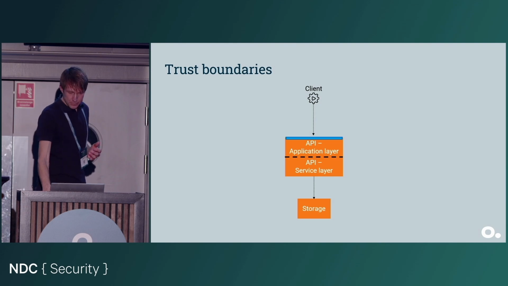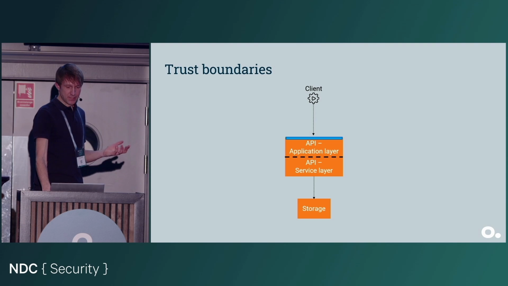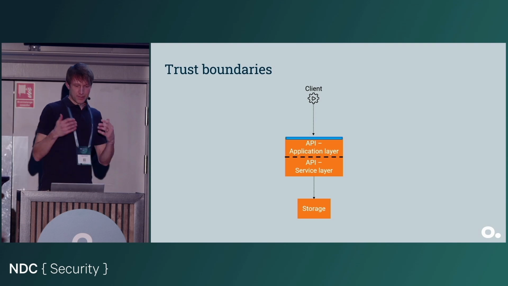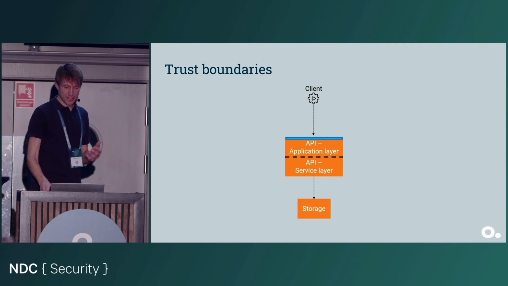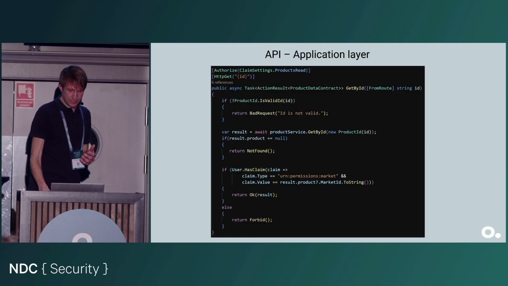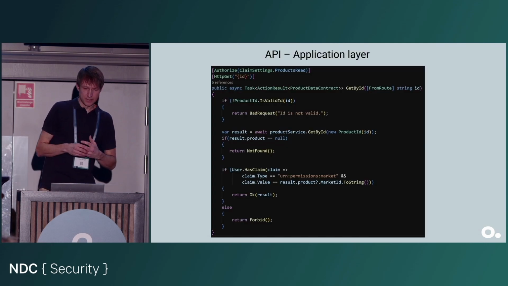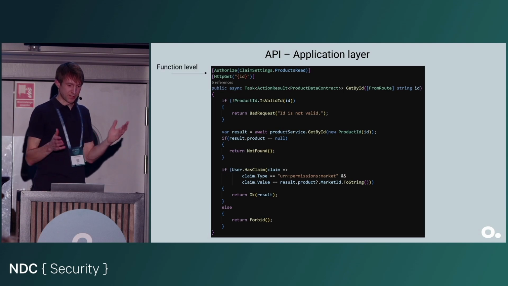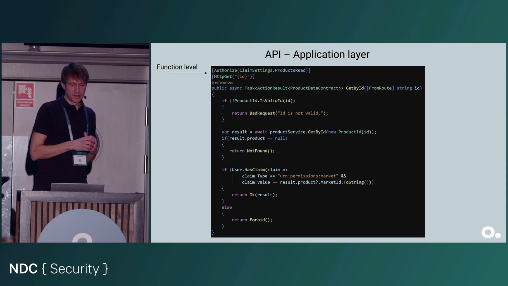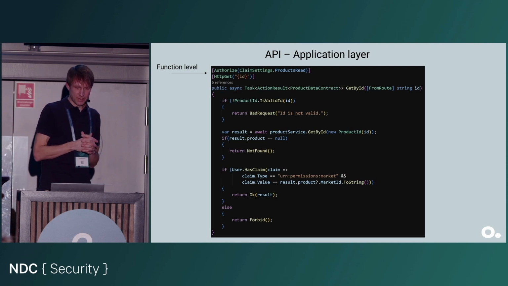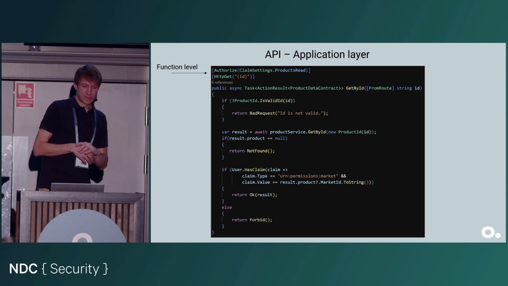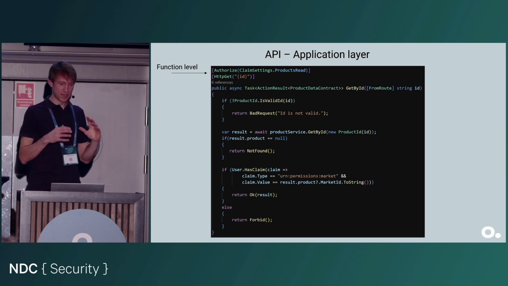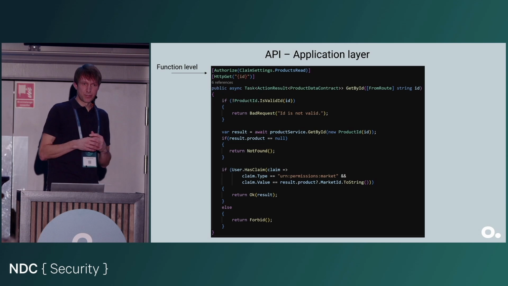If we take a look at an endpoint, in this example a get product by ID endpoint, the code in the application layer looks like this. This is .NET and C#, but in other languages it looks quite similar. It's just example code here. We have some sort of function level access control with some attribute. In Java, that would be a PreAuthorize tag.